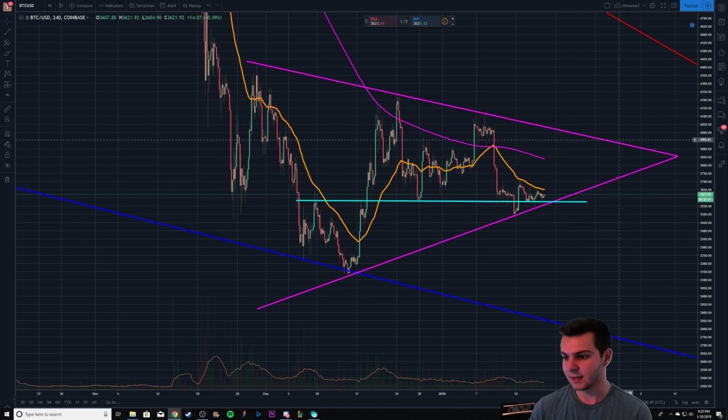So there's a couple main things that we want to talk about today. Of course, this giant pennant that's on Bitcoin, that's probably going to be one of the big talks.